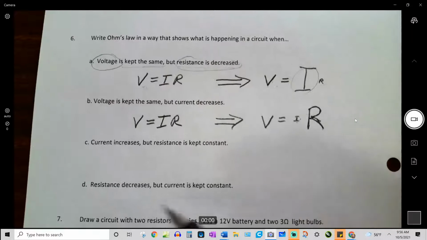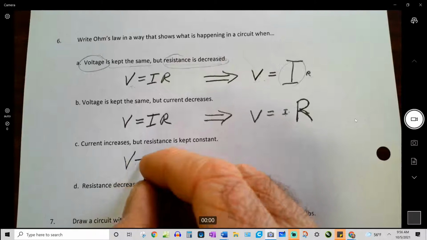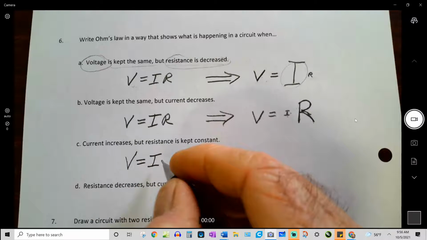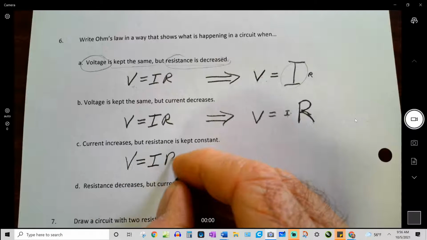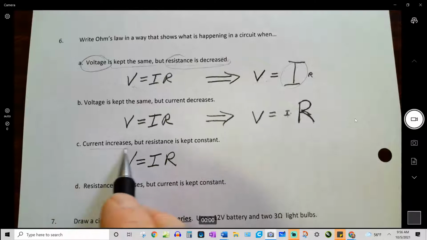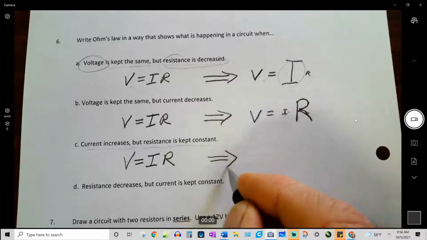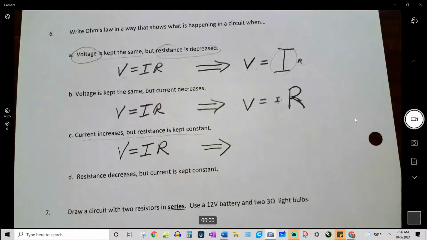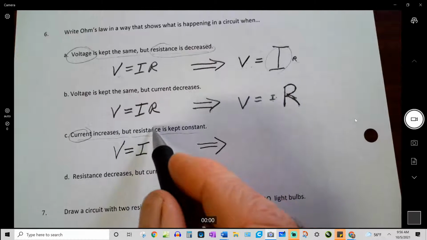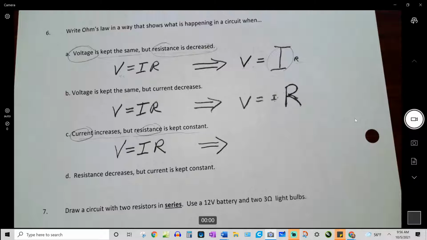So see if you can do the next one. I'll just write this part. See if you can figure out what letters should be bigger, what letters should be smaller, how this should work. Current is increasing, resistance is kept constant. Think about what this means, what the current is, what the resistance is, and how that can possibly make any sense.